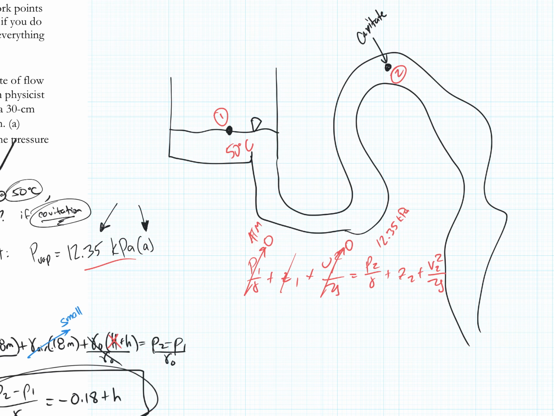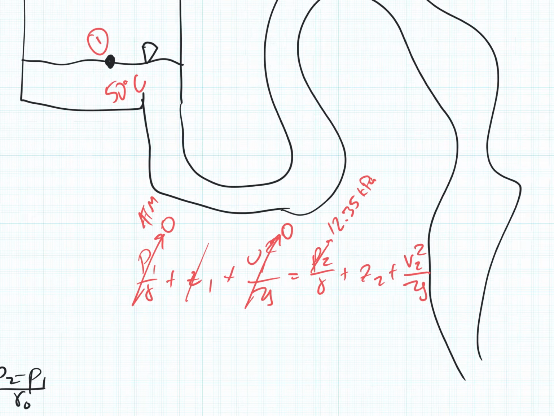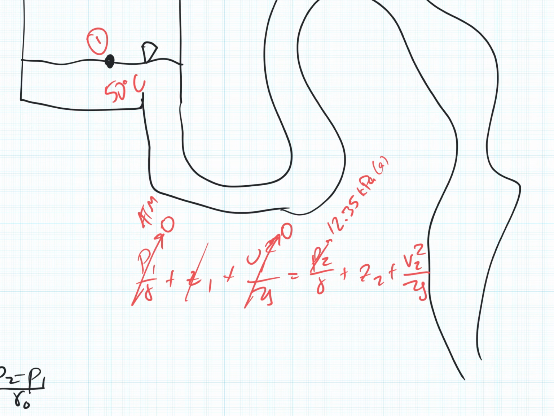Well, you've made a mistake. You've made a mistake as soon as you make P2 that. The reason is that this is absolute, and atmospheric pressure is 0 in gauge. Gauge. As you guys know, I can't spell that word. So it's just something to be very careful of.